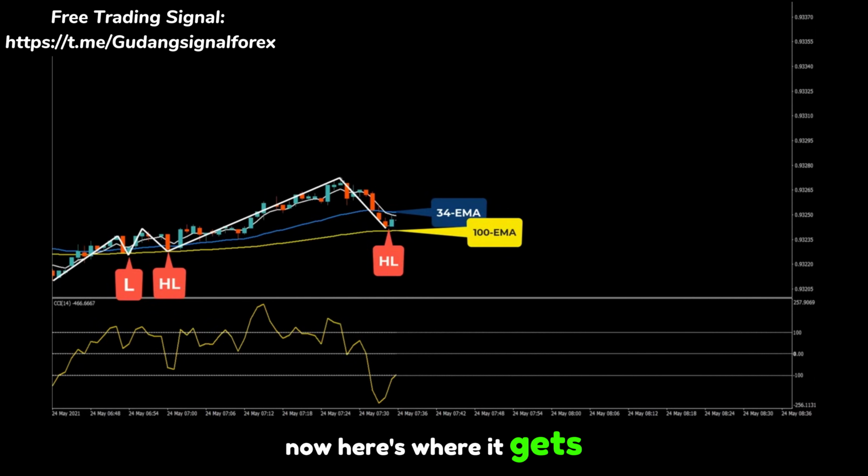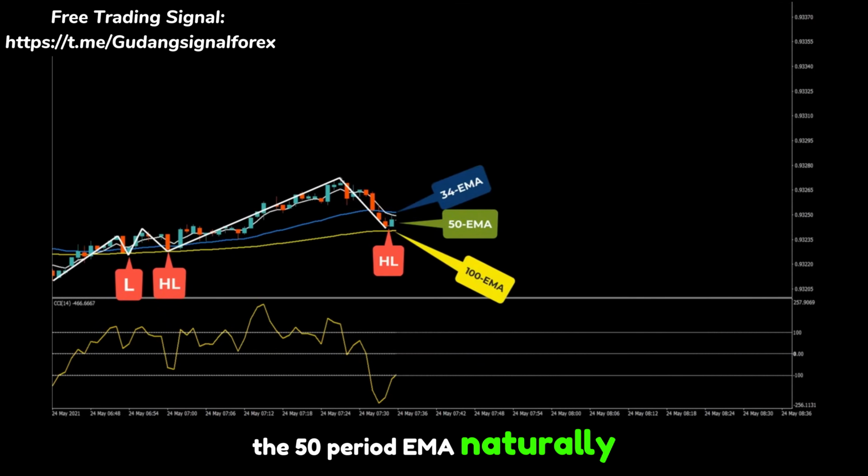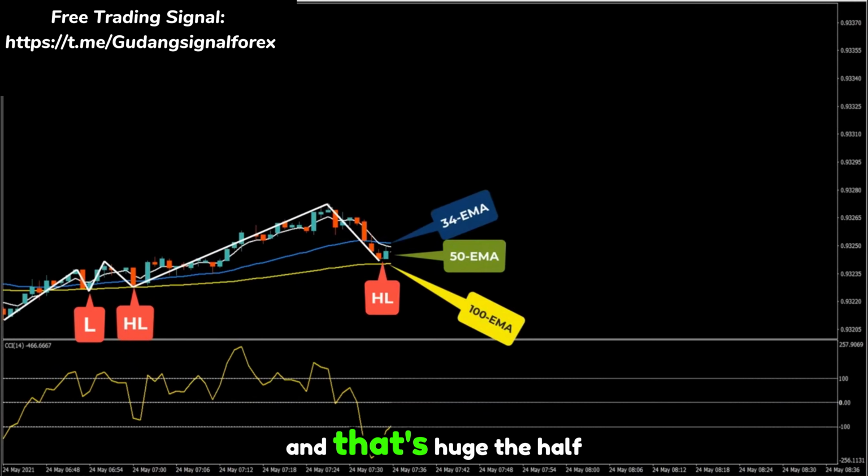Now here's where it gets interesting. When we combine the 34-period EMA with the 100-period EMA, guess what? The 50-period EMA naturally falls right in between. And that's huge. The 50 EMA is another favorite among institutional traders and market makers, making the space between the 34 and 100 EMAs a highly significant trading zone.